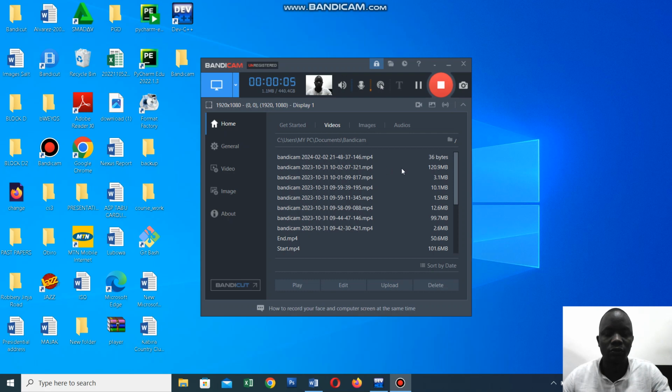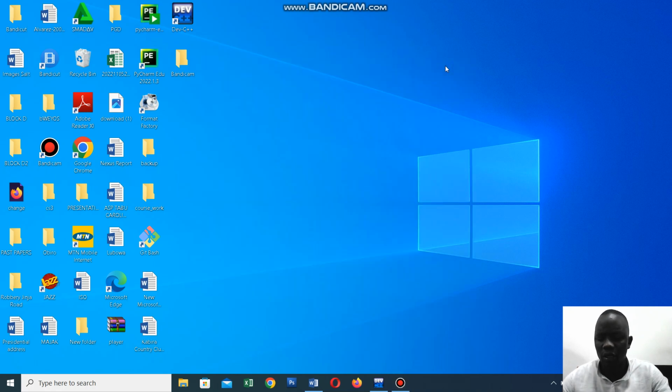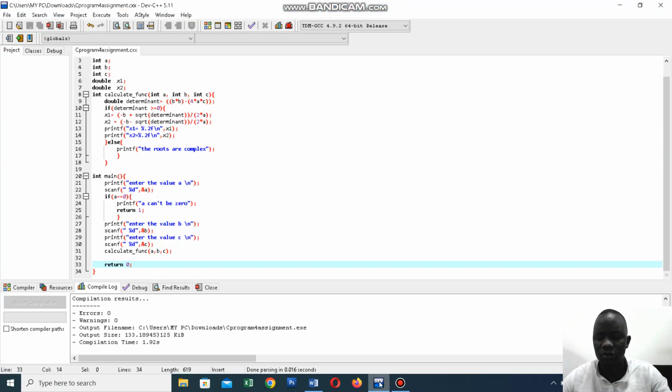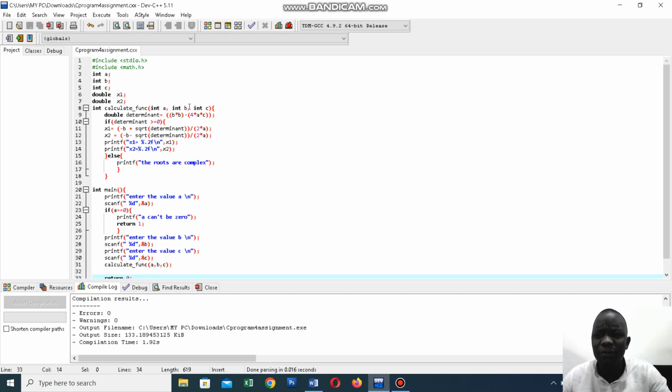I am going to take you through my C program, which asks you to find the roots of a quadratic equation of the form ax squared plus bx plus c equals 0. That program should be able to handle real and complex roots, and it should also implement a function to calculate the discriminant, b squared minus 4ac. Thank you. To begin with, this is my program.